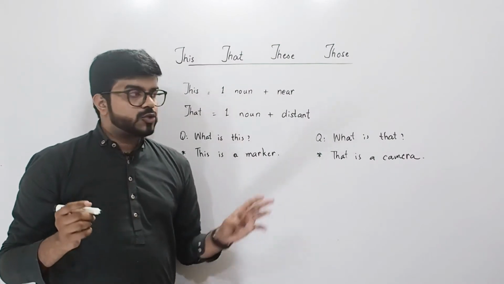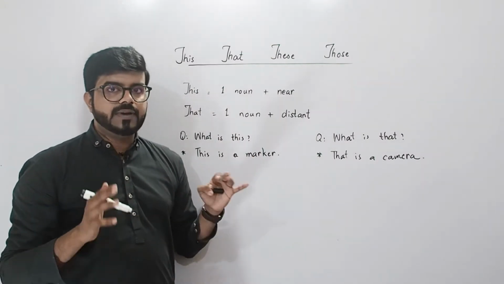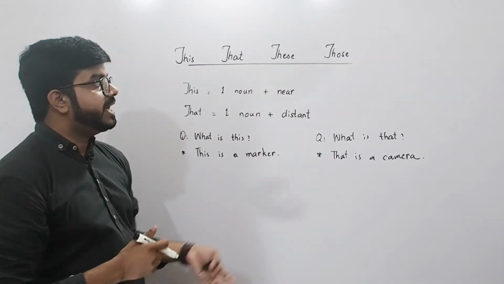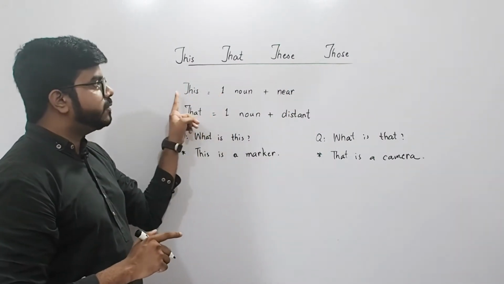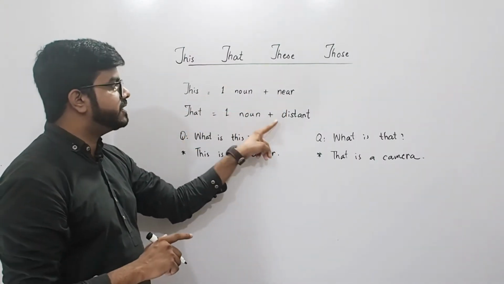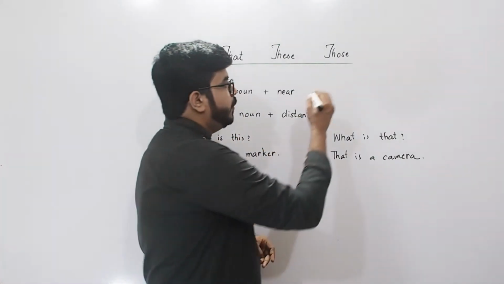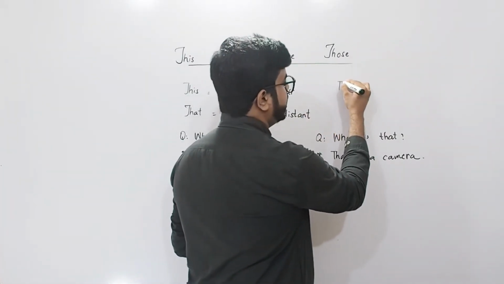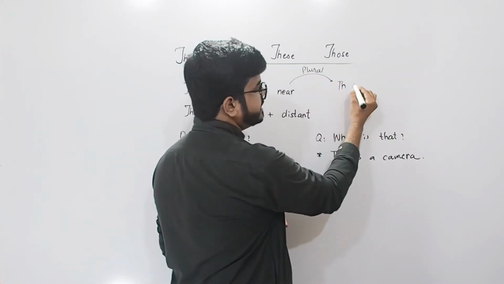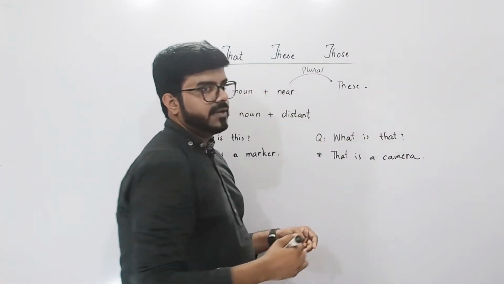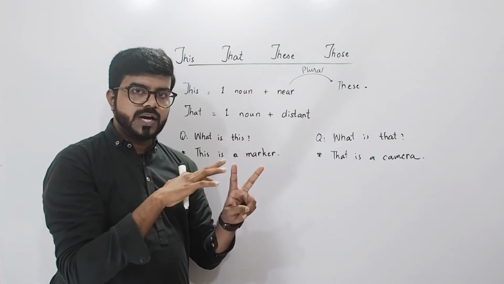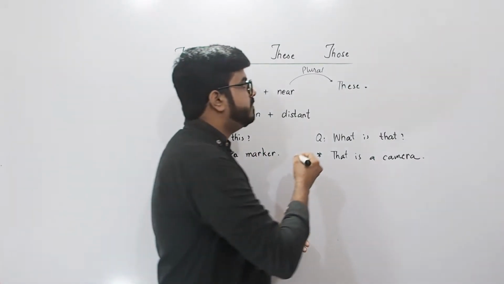Alright, okay, so there is something more about that. I'm going to talk about it later, right? Let's move towards these and those. I have told you that for one thing which is near we use this, and for one thing which is distant we use that. But whenever there are things more than one, the plural of this is these. So these, right? Nearby me and more than one. So what are these? These are my fingers.